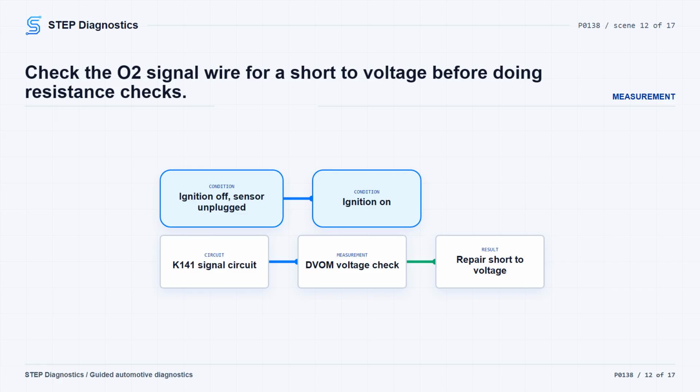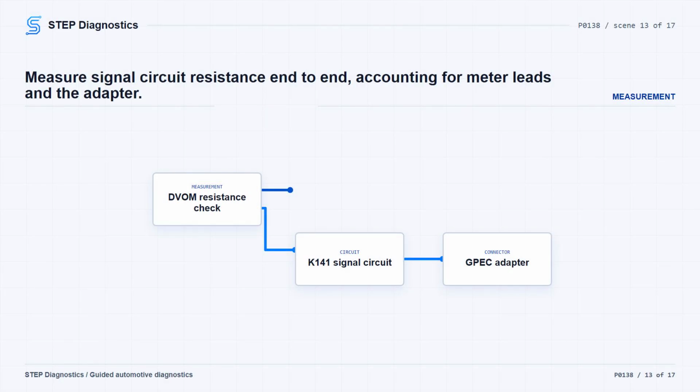If it is not above 5.2 volts, isolate the signal circuit for an open or high resistance. With the ignition off, disconnect the ECU and the component connector. Before measuring circuit resistance, measure the resistance between the two DVOM leads because the leads can add resistance. Then measure the signal circuit end to end through the proper adapter when needed. The resistance should be below 3.0 ohms.